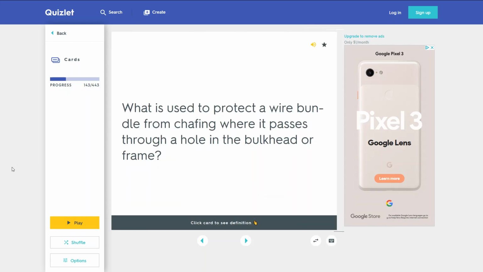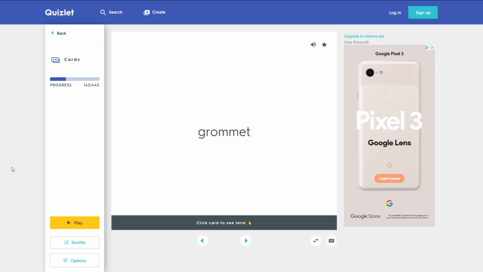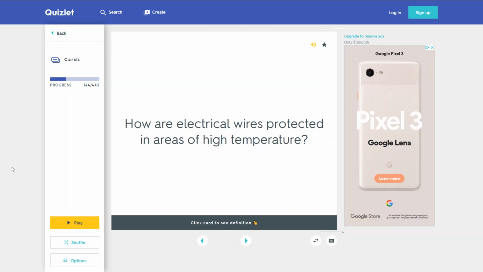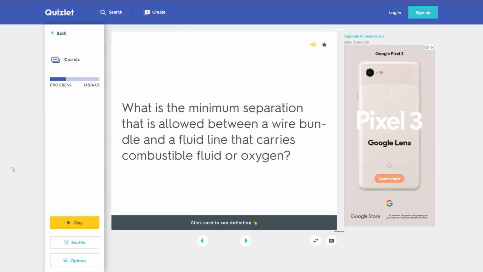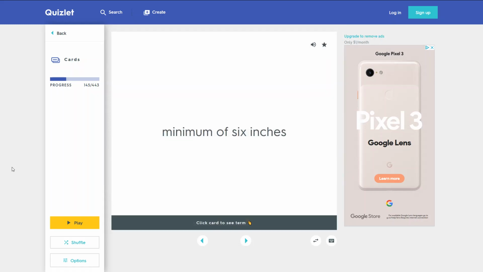What is used to protect a wire bundle from chafing where it passes through a hole in the bulkhead or frame? Grommet. How are electrical wires protected in areas of high temperature? Wires passing through these areas are insulated with high temperature insulation and the wires are enclosed in some type of protective conduit. What is the minimum separation that is allowed between a wire bundle and a fluid line that carries combustible fluid or oxygen? Minimum of 6 inches.